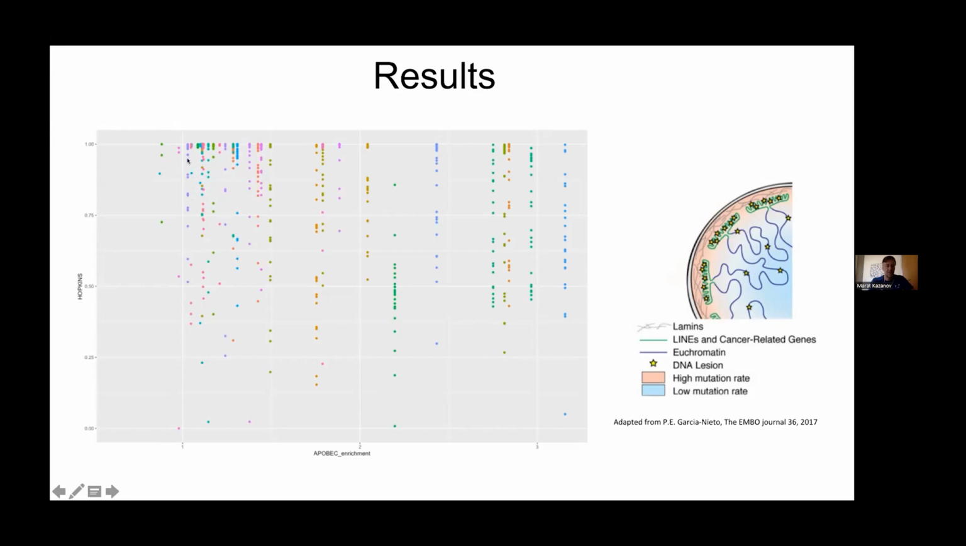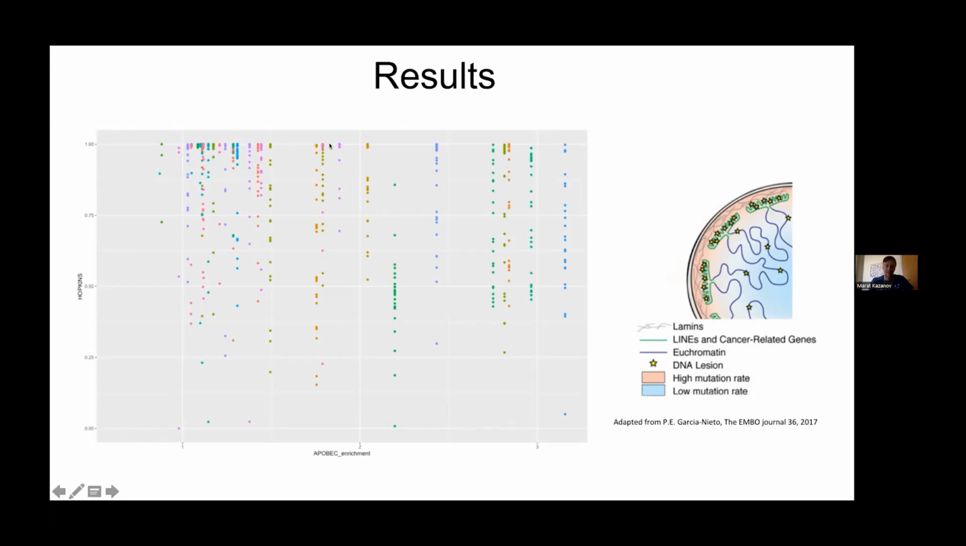You can see that samples with low APOBEC activity have very clustered mutations. This can be explained because it is known that usually in cancer mutagenesis, mutations are located mostly in the exterior of the nucleus, in so-called lamina-associated regions. So they form clusters there.